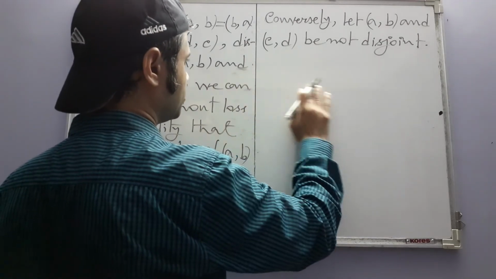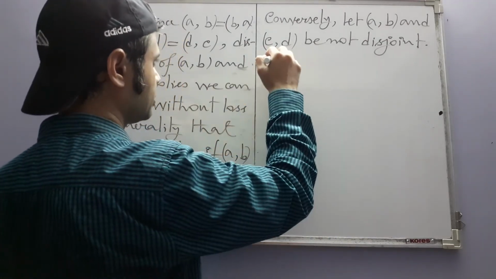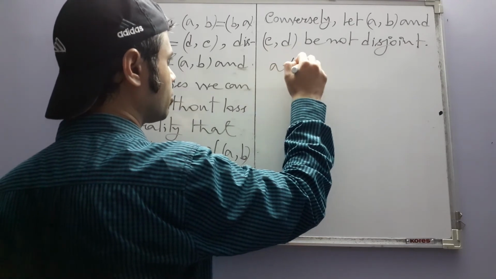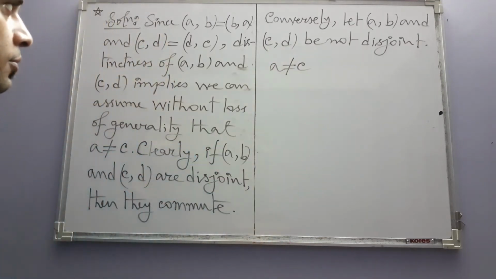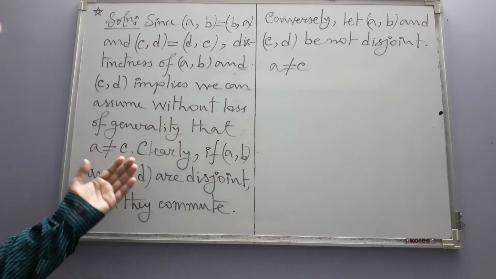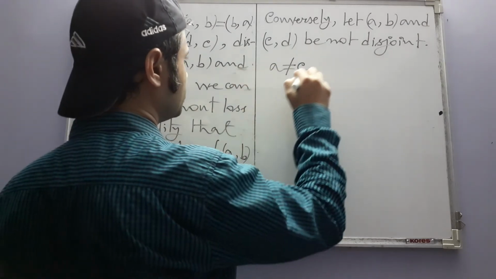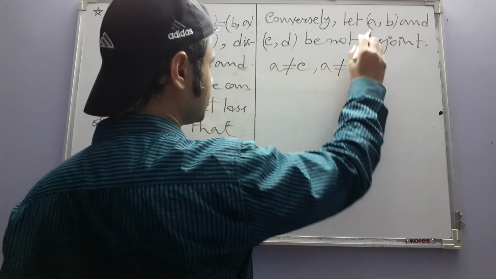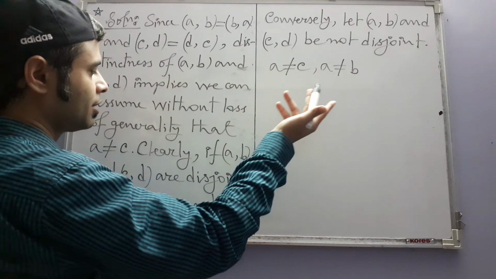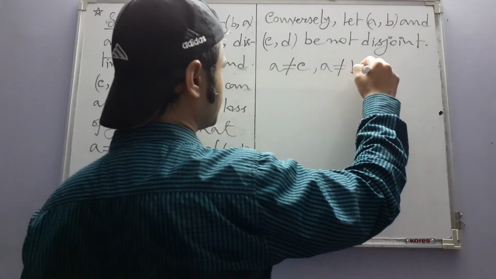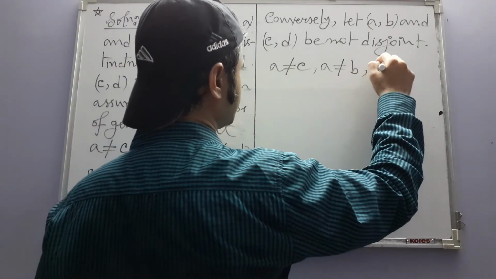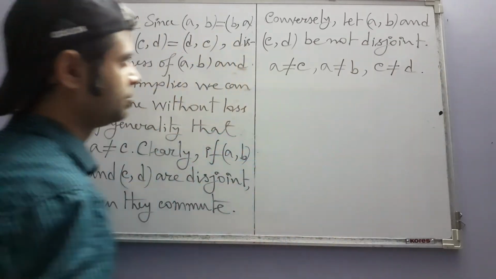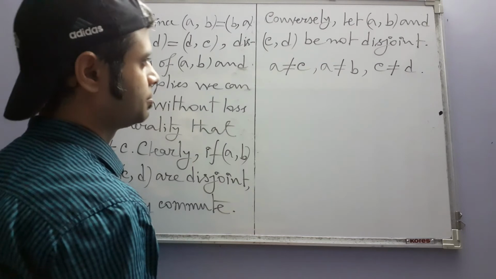Let's just write the things down. What are the things that we have? A is not equal to C. Okay, we already have this thing here. Also, A is not equal to B. Why? Because this is a 2 cycle, so different symbols should be there. At the same time, C is not equal to D, just like this one.